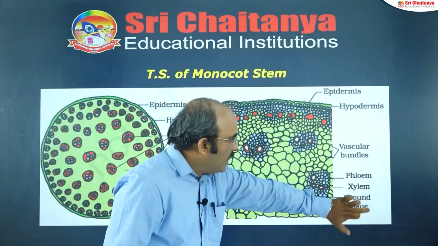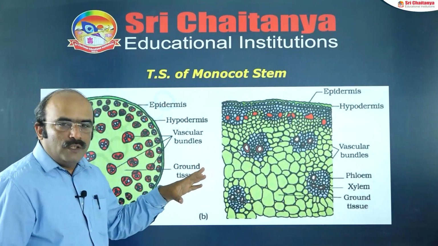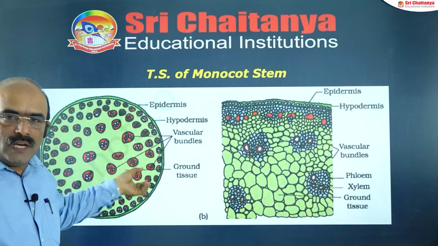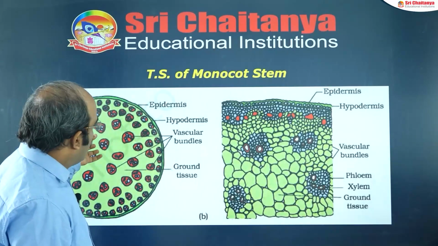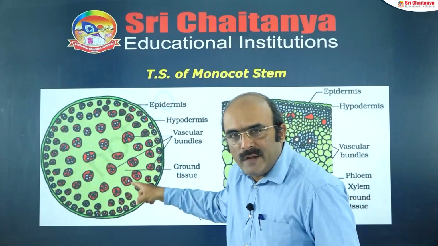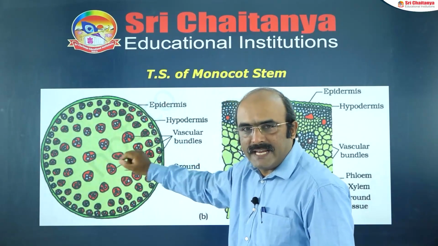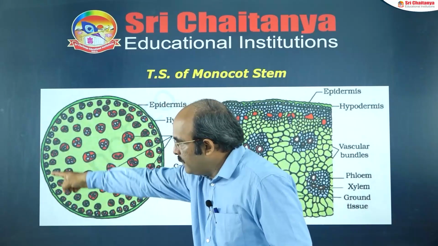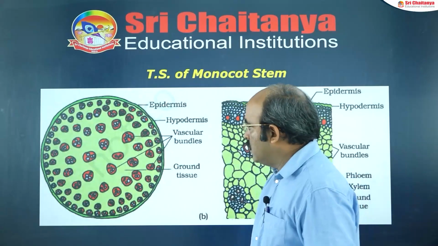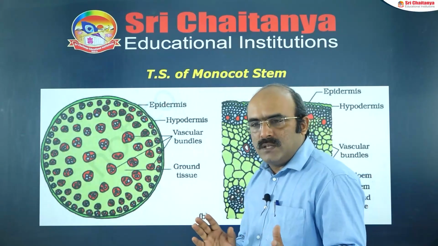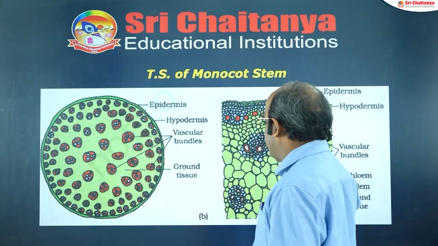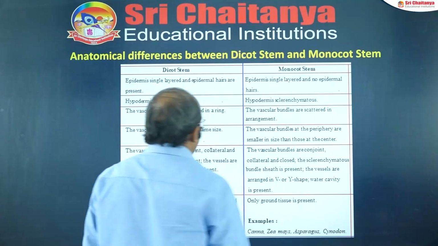Now if you compare this with the monocot stem, you find here some characters which are totally different from that of the dicot stem. You don't find here the vascular bundles to be arranged in a ring-like manner, but they are scattered. And you are also not finding the multicellular hairs on the epidermis, which are called trichomes. So like this, there are some differences between the dicot stem and monocot stem, which are tabulated here.